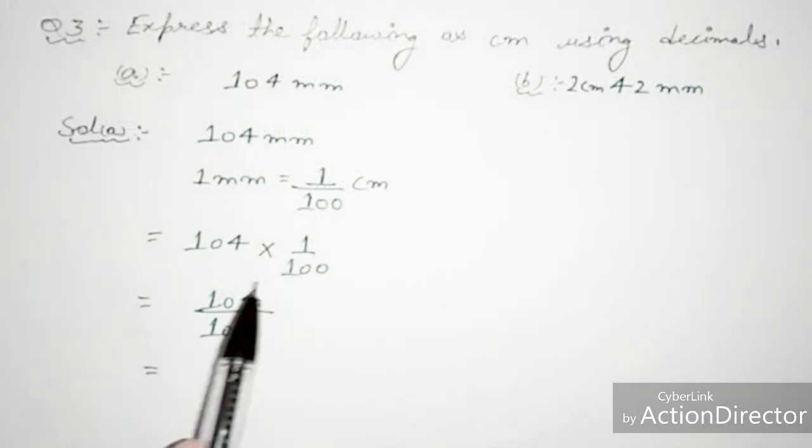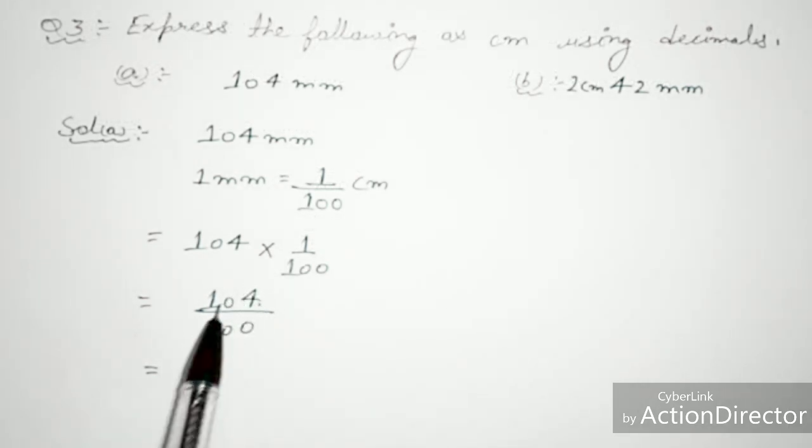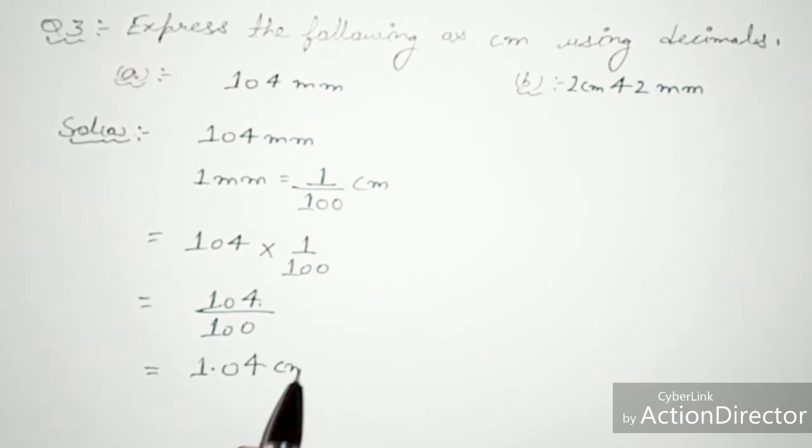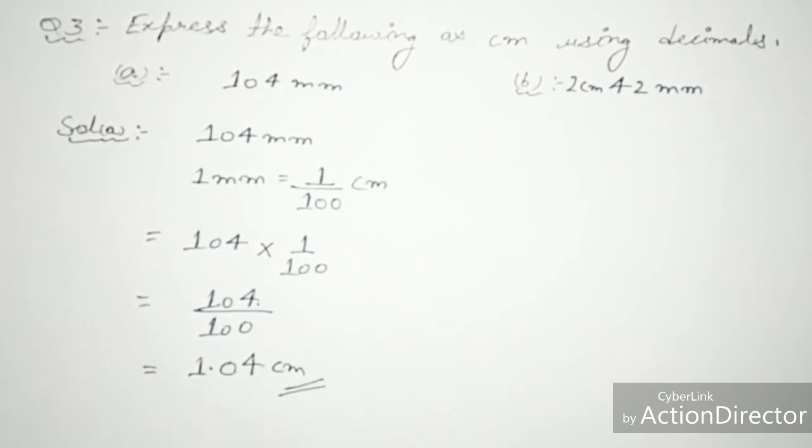Decimal shifts from here to here, one place. So we write 10.4 centimeter. So we write 104 millimeter in centimeter as 10.4 centimeter.